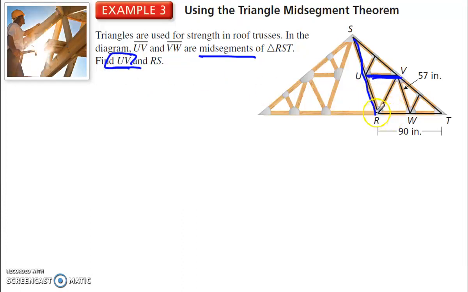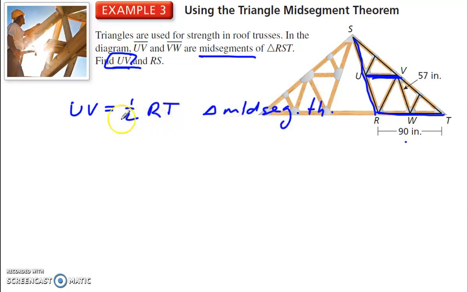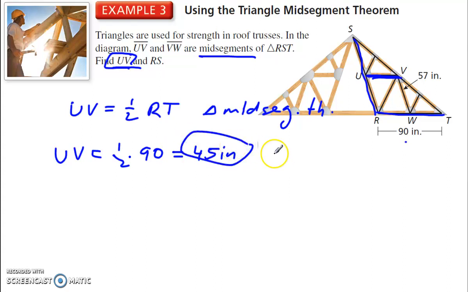We know that RT is 90, and by the triangle mid-segment theorem, UV is 1/2 of RT. Alright, that is triangle mid-segment theorem. And so therefore UV equals 1/2 of 90, which is 45 inches. That was easy. Alright, let's find RS.